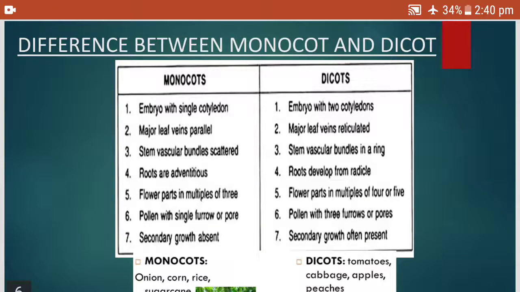Next question is, write the differences between the monocot and dicot. Now the following are the differences. First, you can write in the tabular form, monocots and dicots. It is again there in the PDF. You can learn from there.